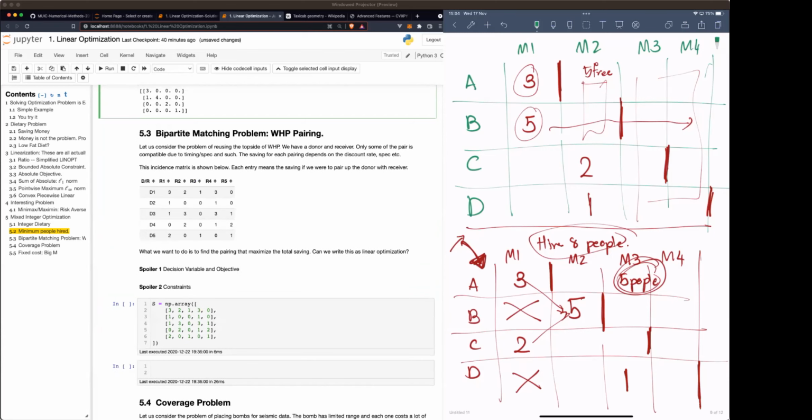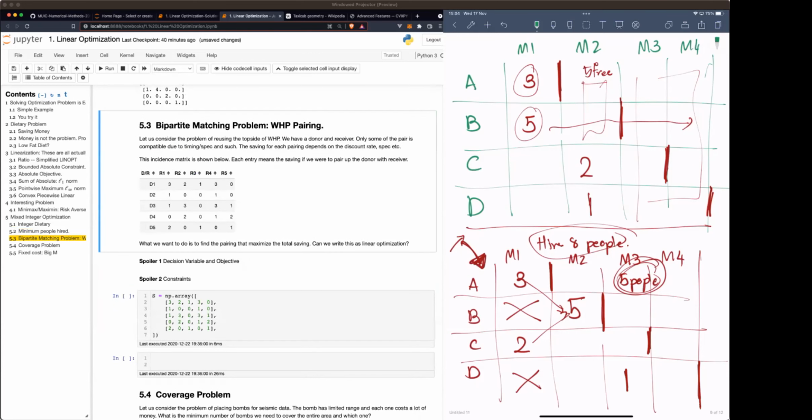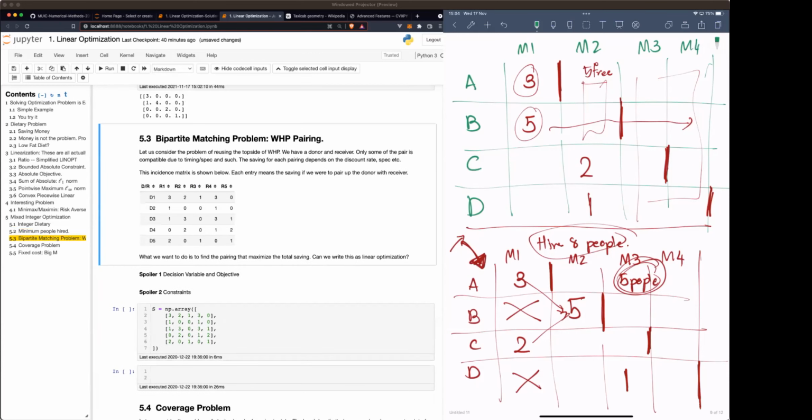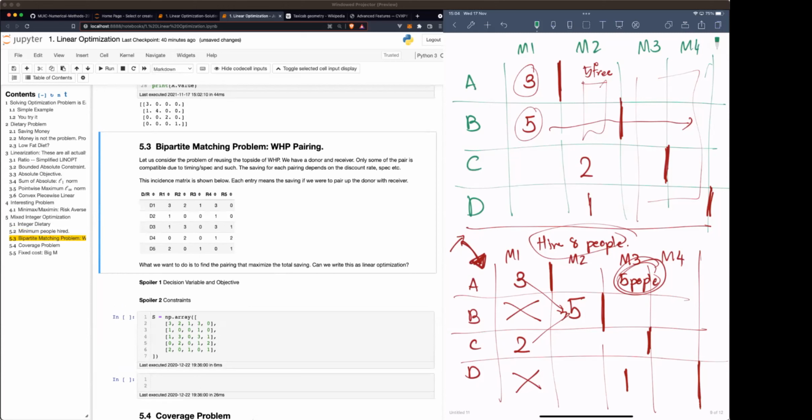Okay, the next one. This is actually our goal problem. It's called maximum bipartite matching. This is a very, very important one. This is actually how they match donor and receiver for the organ transplant. For this one, it's for money though, but this is actually how they match donor and receiver for transplant.